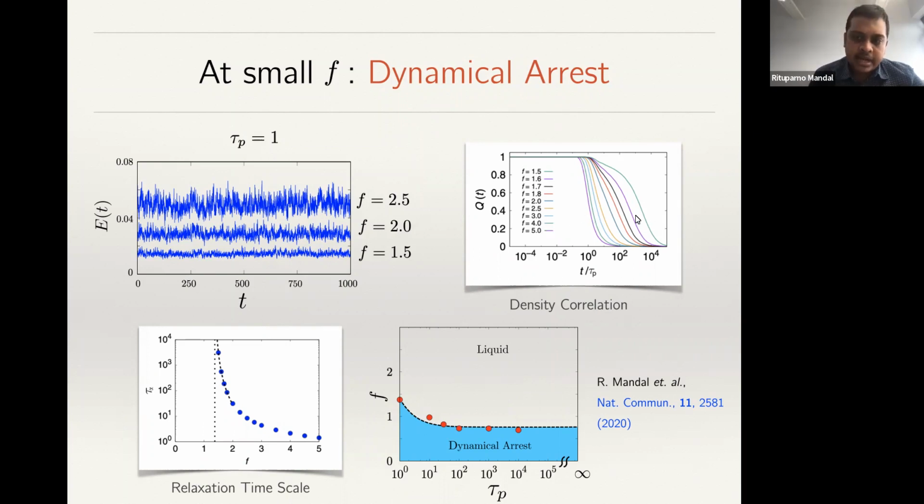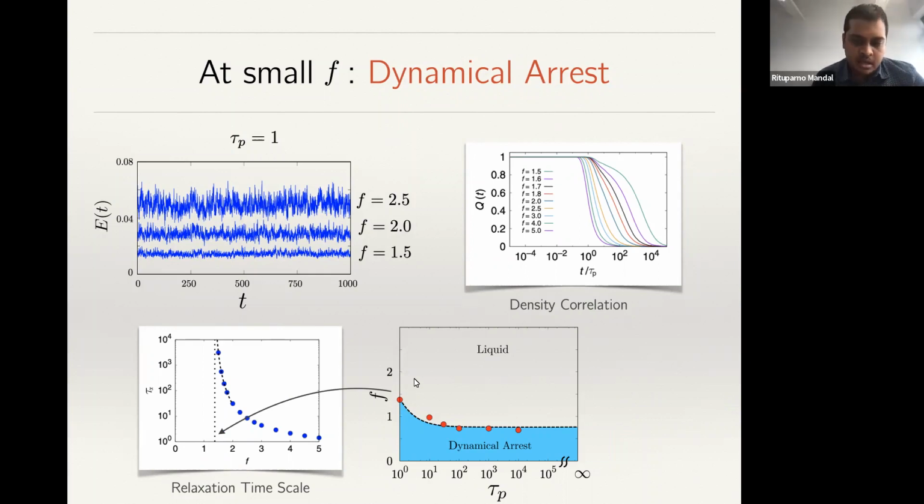Now you can again extract the timescales from there. You can plot it as a function of F. If you fit it using some divergent form, then you see that it diverges at a value of forcing, below which you can think of the material as dynamically arrested, and above which you can again think of it as a liquid. This gives you this red point, because I'm doing this whole analysis at tau p equal to 1, let's say. Above it's a liquid, and below it's dynamically arrested.